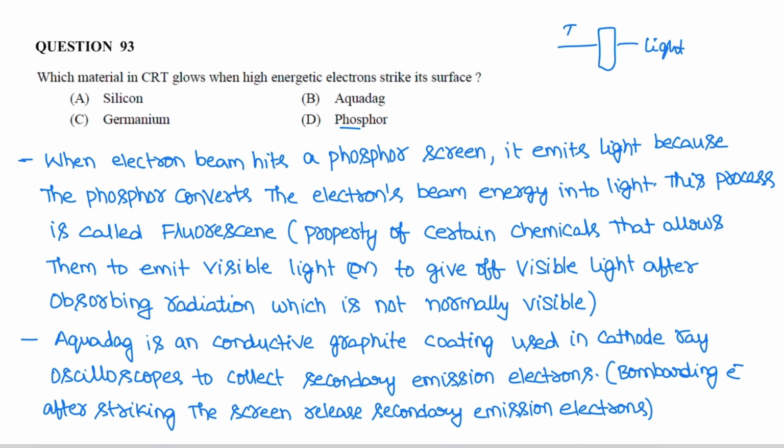So it is invisible, and when this invisible radiation hits the phosphor material or certain materials, these materials will emit light. So it is visible. So converting invisible radiation to visible radiation, that is fluorescence. And Aquadag is a conductive graphite coating used in a cathode ray oscilloscope to collect the secondary emission electrons. So the purpose of Aquadag is to collect secondary emitted electrons. The bombarding electrons, after striking the screen, release secondary electrons, and these secondary electrons are collected by Aquadag. So the correct option is D.